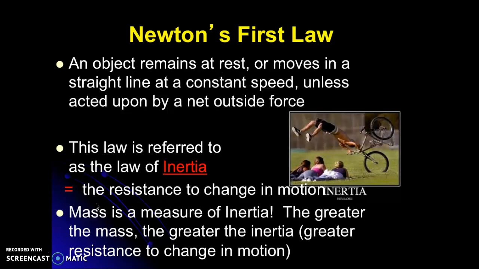So let's talk about his first law. An object remains at rest or moves in a straight line at a constant speed unless acted upon by a net outside force. We call this the law of inertia. It's the resistance to change in motion. So the picture here of this bicycle is a perfect example of inertia, and the little caption there says, inertia, you lose.